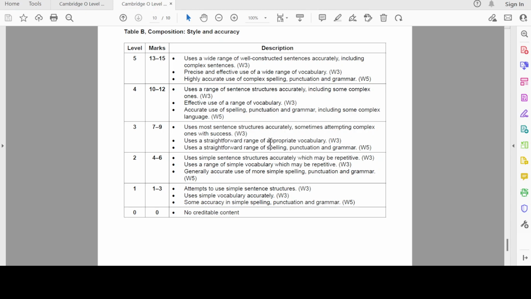It uses a straightforward range of appropriate vocabulary. So this one is like getting the job done. It's not getting the job done well, but it is getting it done. It uses a straightforward range of spelling, punctuation, and grammar. Again, right?